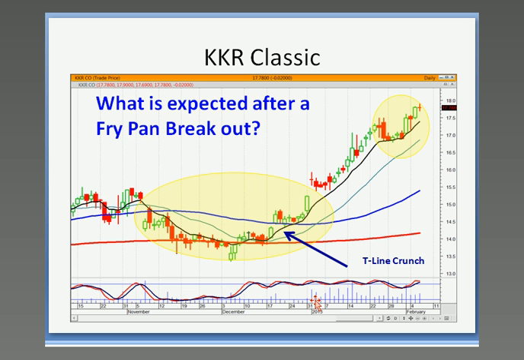Can you explain the T-line crunch characteristics? It's just telling you that when the T-line is pushing up toward a resistance level, if they can't close the price below that level, that means price is going to push up through and create a very strong price move coming out of that resistance level.